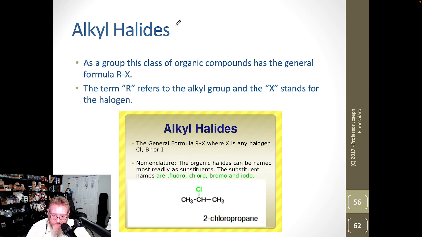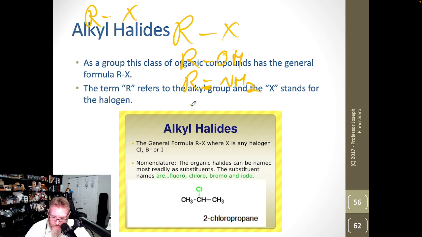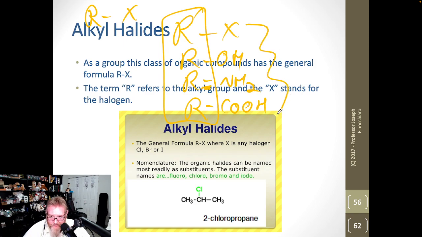The general class is R-X. The alkyl is the R, this is the X. It's a placeholder. We're going to see lots and lots of R's and OH's going into the next thing. Like if we do this, we're looking at an alcohol. We do this, we're looking at an amine. We do this, we're looking at a carboxylic acid. The R is always the hydrocarbon, and whatever this is, it is.